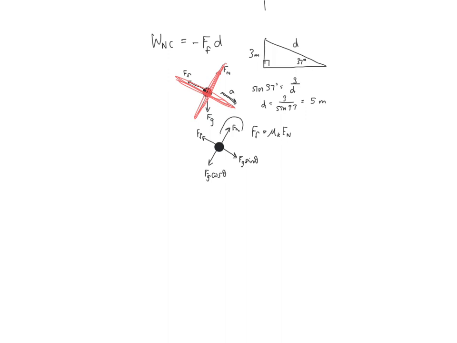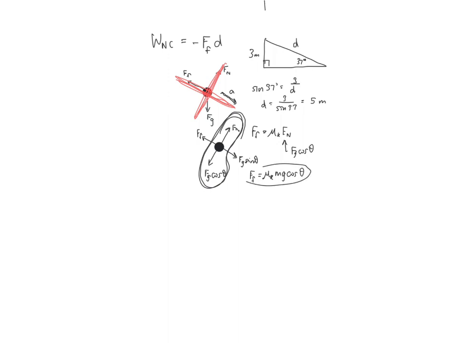In the direction I'm circling, the forces are balanced because the child is not accelerating perpendicular to the slide. So we can say that the normal force is equal to Fg cosine theta, which is just m times g times cosine theta. So the full equation for the frictional force is mu k times mg cosine of theta.